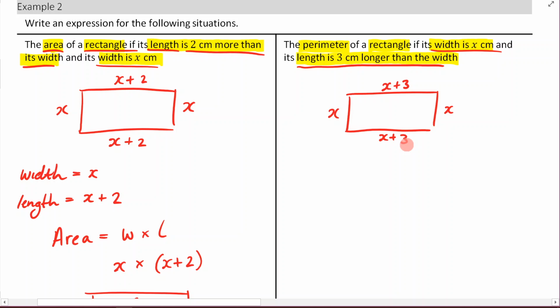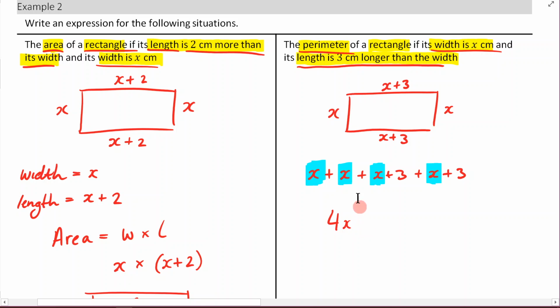Now, this time, we're after the perimeter. To find the perimeter, I just add up all the sides. So that means I'm going to get x plus x, x plus x, plus x plus 3, plus x plus 3. Now, as I said before, you always want to simplify by gathering like terms. So here I have x, and x, and x, and x. I have 4 x's. So instead of writing x plus x plus x plus x, let's write 4x.